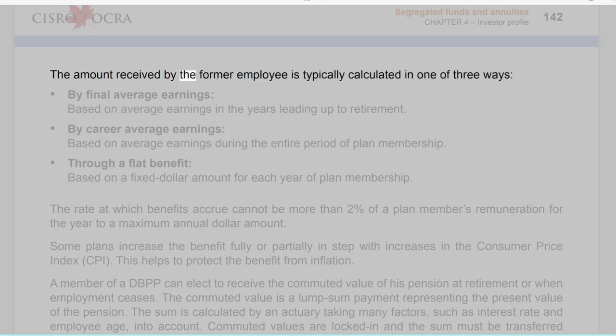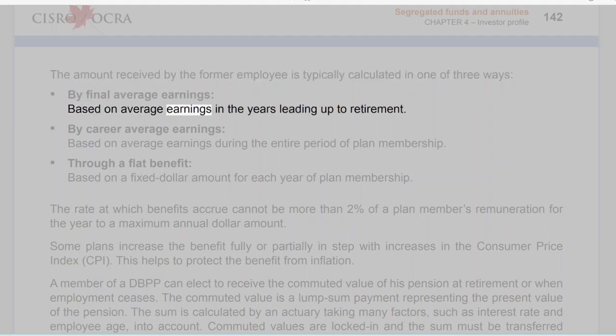The amount received by the former employee is typically calculated in one of three ways. By final average earnings, based on average earnings in the years leading up to retirement. By career average earnings, based on average earnings during the entire period of plan membership. Through a flat benefit, based on a fixed dollar amount for each year of plan membership.